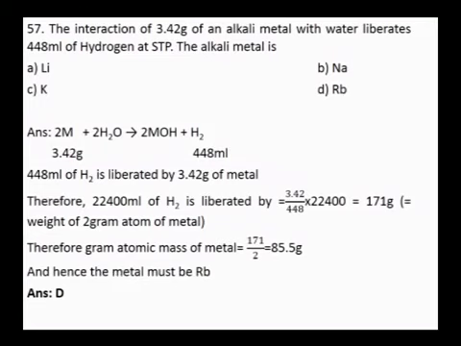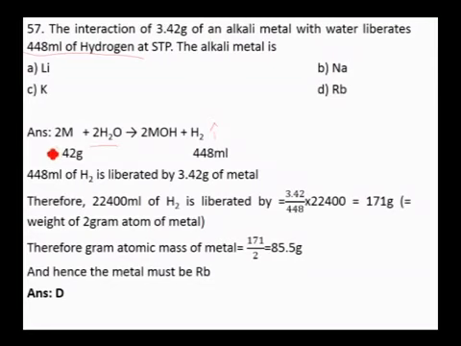The interaction of 3.42 gram of an alkali metal with water liberates 448 ml of hydrogen gas at STP. The alkali metal is, the options are lithium, sodium, potassium, and then rubidium. You know, all alkali metals will definitely react with water and they form metallic hydroxides. The metal will have a vigorous reaction with water, forming metallic hydroxide, and in the process hydrogen gas gets liberated.